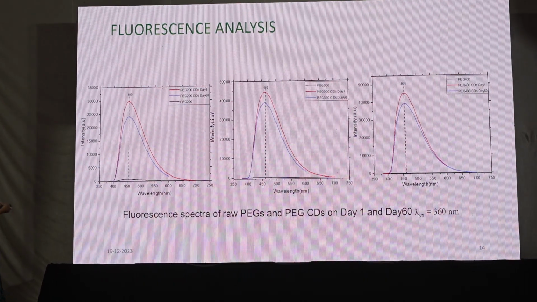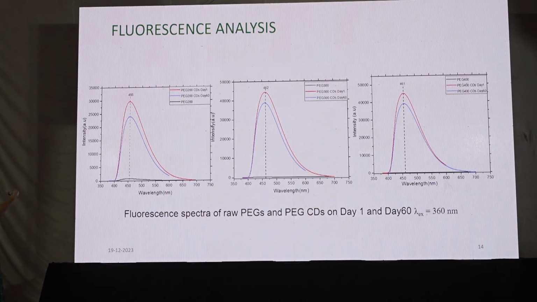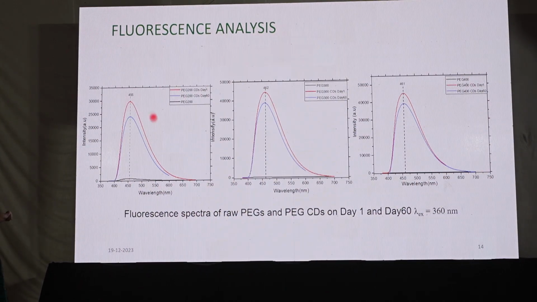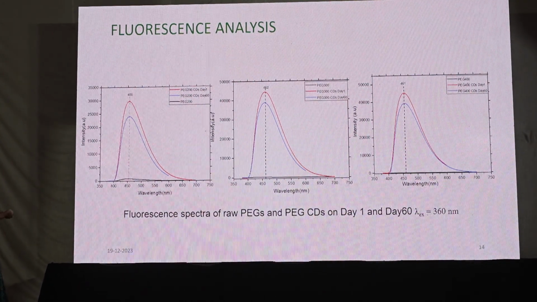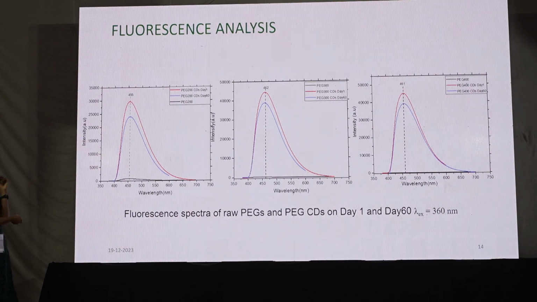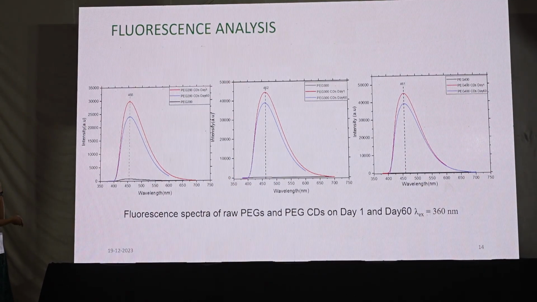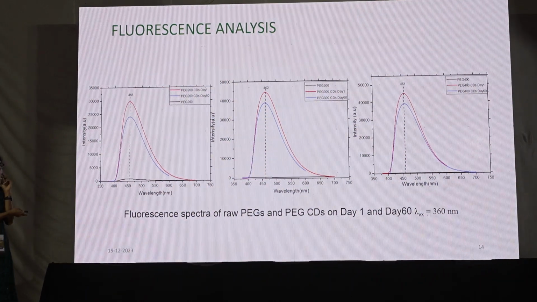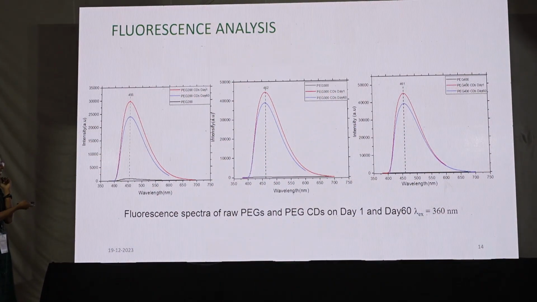For PEG 200, the fluorescence was almost negligible compared to the corresponding carbon dots. The carbon dots of PEG 200 gave an emission at 455 nanometer, and for 300 it was 452, and for PEG 400 it was 451. And upon storage of 60 days, the same emission wavelength is shown, but the intensity is reduced a little bit.